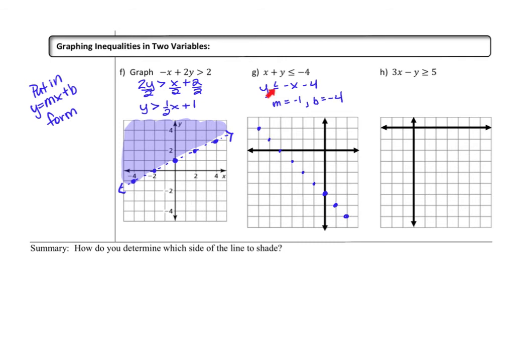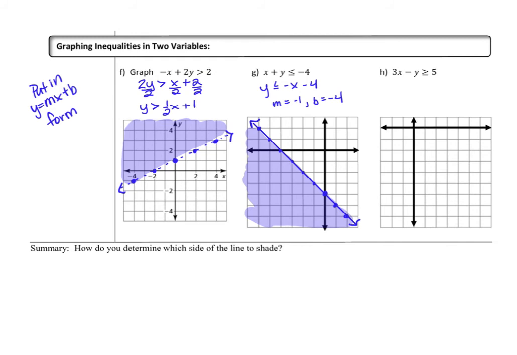And then we have less than or equal to. So that means I'm going to have a solid line. I'm going to go ahead and draw a solid line through all of my points. And now you have to figure out where you're going to shade. So we have less than or equal to. Is that going to be below the line or above the line? Less than or equal to is going to be below the line. So we would shade all sides of the graph that are below my line.